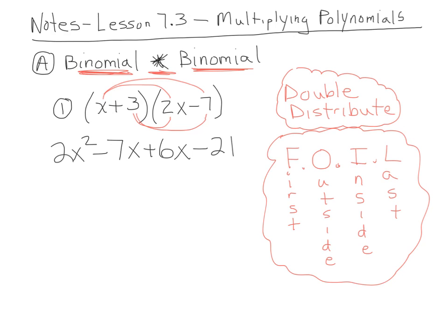Now typically there's like terms here in the middle. So then you add like terms. You have some like terms here that you'll add. So your final answer is 2x squared minus 1x minus 21. Let's try maybe a couple more.